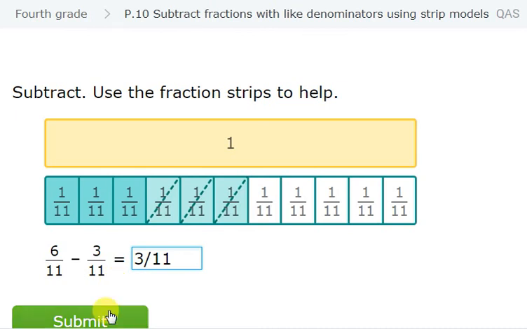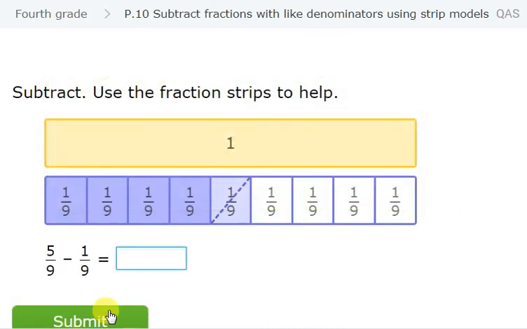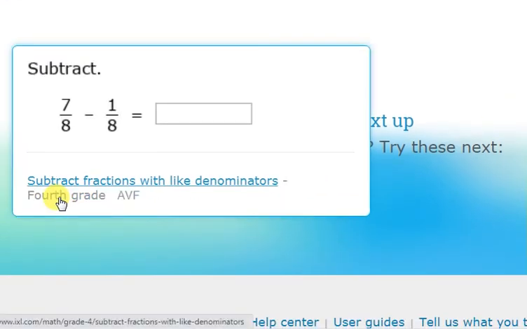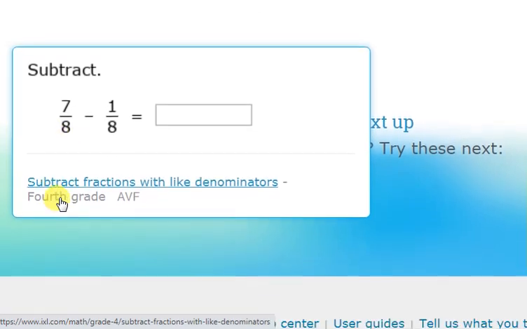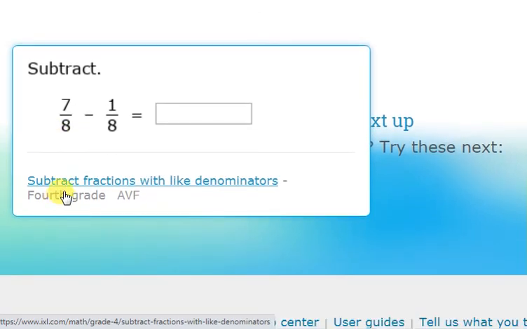So I hope now you have understood this skill. Now just quickly go on IXL and master this skill QAS. After completing this skill, you can also master another skill. The code of this skill is AVF, because in this skill you have to use the same pattern. The denominators are not changed and numerators are subtracted.